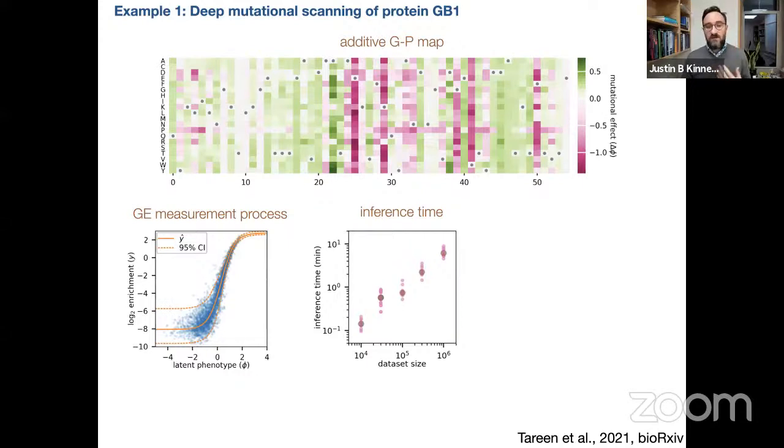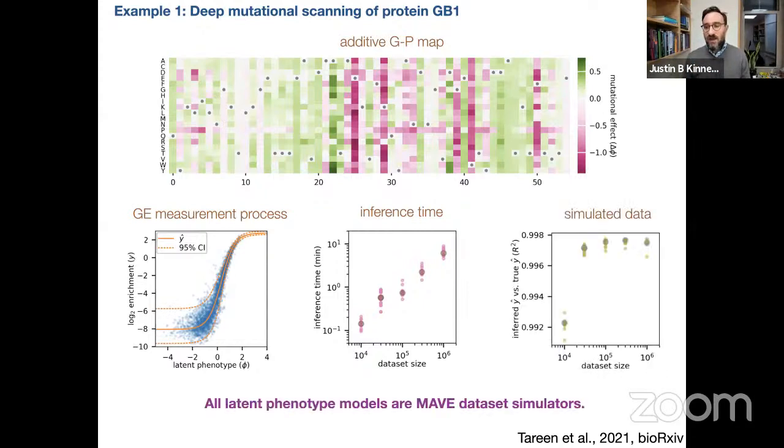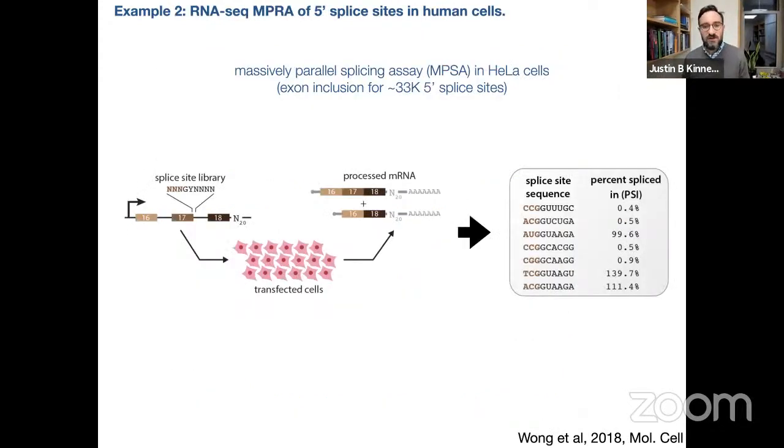This model fits very quickly. On a dataset of 500,000 sequences, it takes under 10 minutes. For about 100,000 sequences, it takes a minute, and so on. And it's very accurate in the sense that it can very precisely recover known underlying parameters, and you can test this for any inferred model because all latent phenotype models inferred by Maven can be used as dataset simulators that you can then repeat the inference process on.